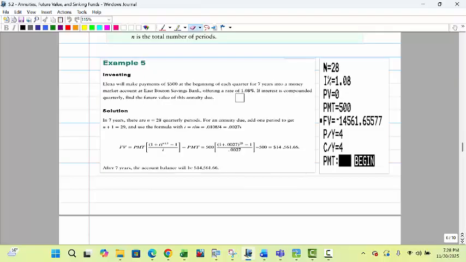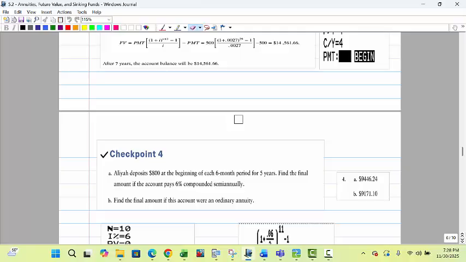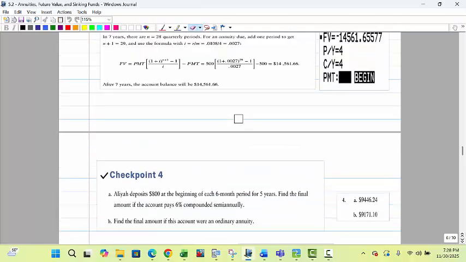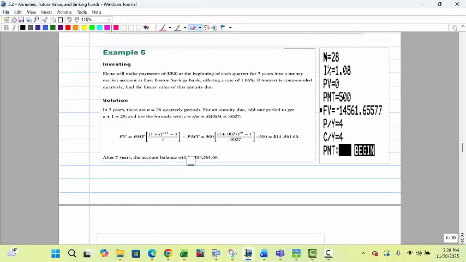All right, so I guess I didn't put this one in the calculator. I did the next one. But let me sort of show you here. This is what I would have entered in the calculator. So now we want the future value. Go back to the formula. So the payment's 500 and 1.0027.